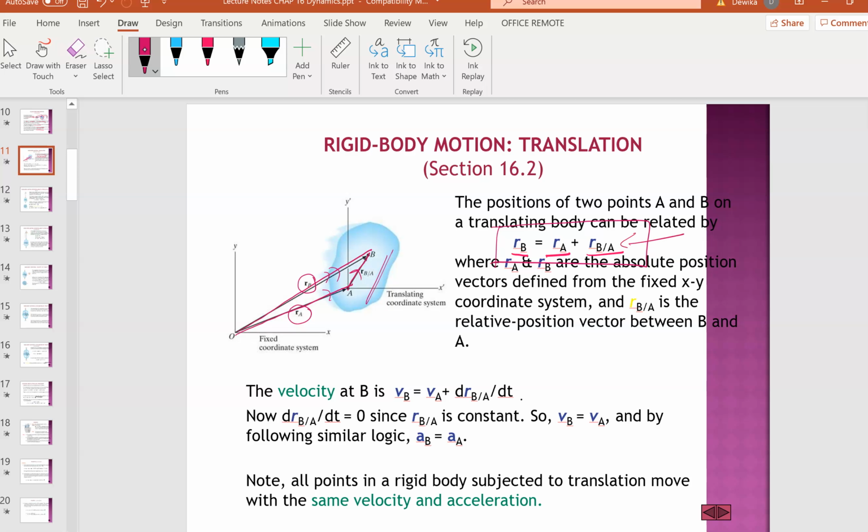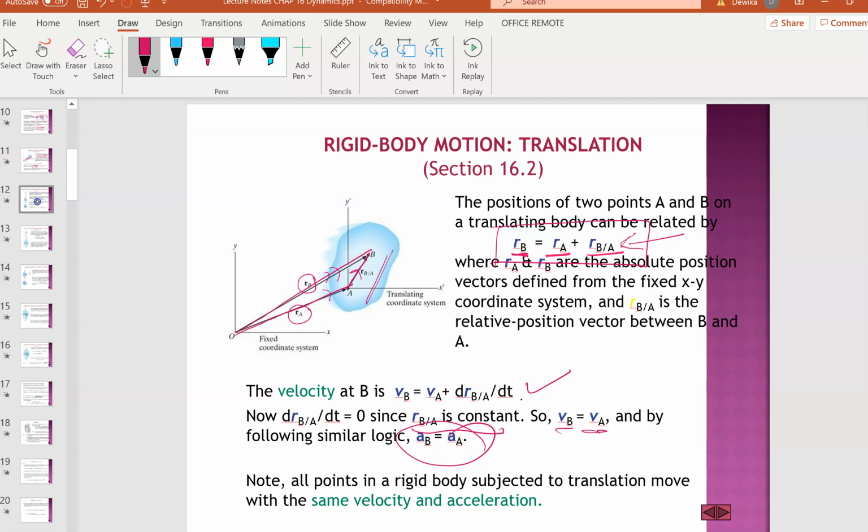Okay, so when you differentiate this equation, because this is actually position, you get the velocity. You differentiate this again, you'll be getting the acceleration, but it will be a bit unique because rB/A is a constant. So therefore, what happens is that vB equals vA, and then you'll have aB equals aA.